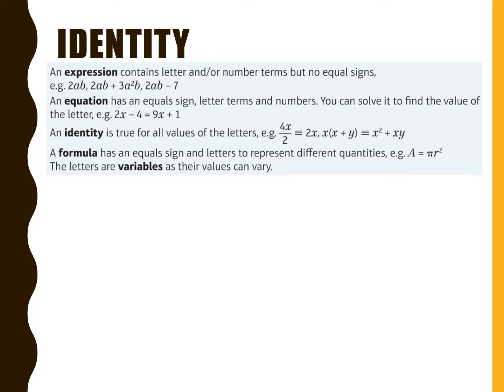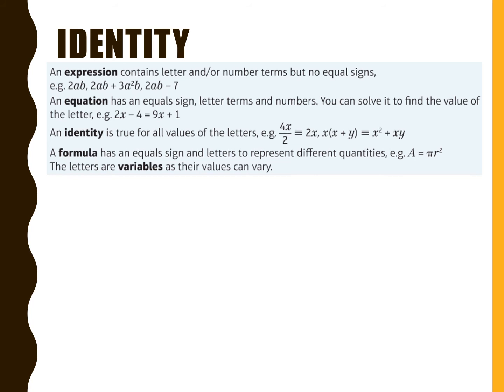So for instance, if we have 4x over 2, 4x over 2 can also be written as 2x, right? So that's why we use these 3 lines instead of the 2 equal signs, because this side is the same as this side. x in brackets x plus y can be written as x squared plus xy. So we use the identity symbol, which is the 3 lines.